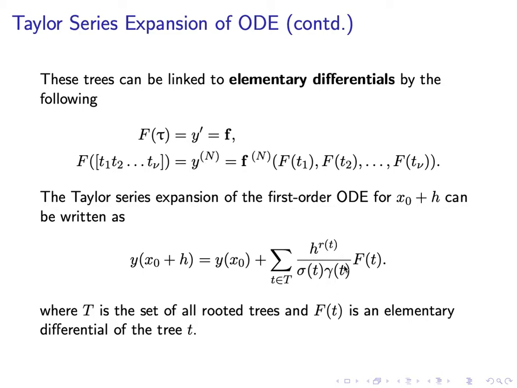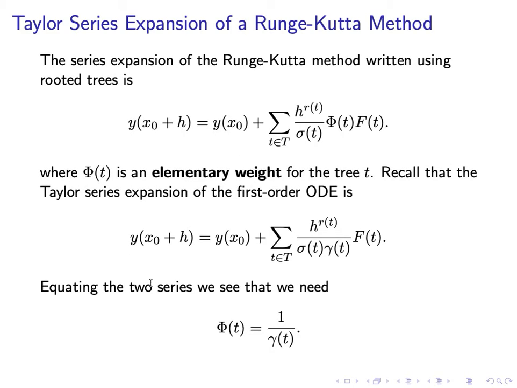So you see we have some coefficient of big F of t. h is our step length. RT, as before, is the order of the rooted tree T. Sigma is the symmetry of the rooted tree T, and gamma is the density of the rooted tree T. So what this is, is a Taylor series expansion. What we also need to do now is do the same for a Runge-Kutta method and match it to this. So if we do the same for a Runge-Kutta method, this is what we have.